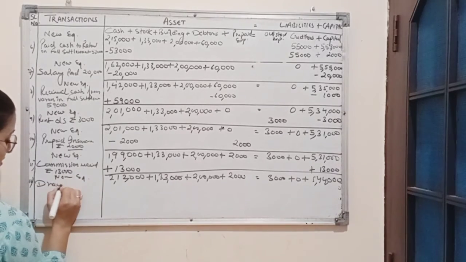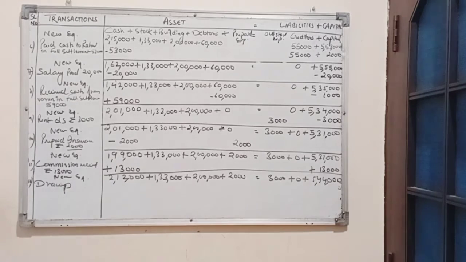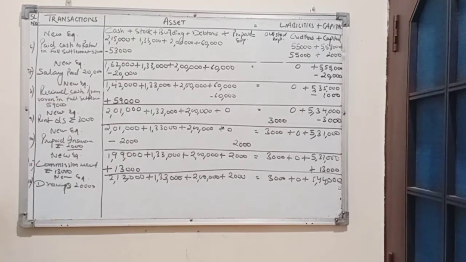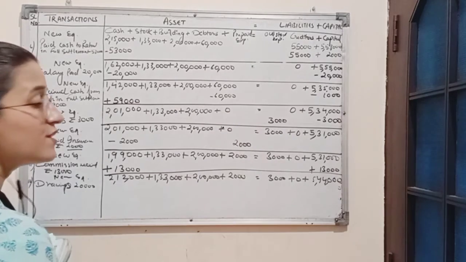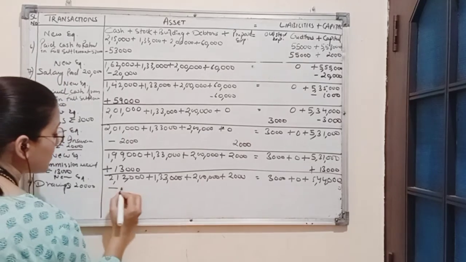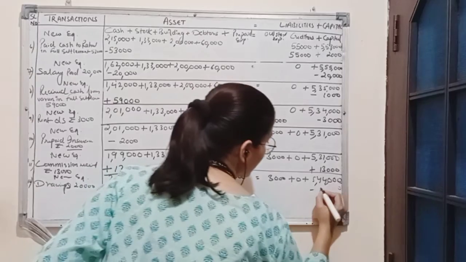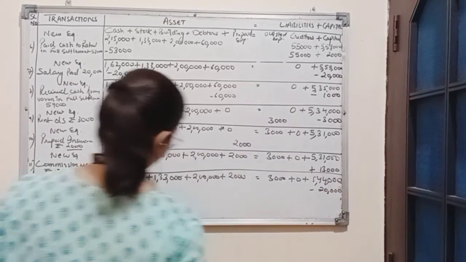So drawings is amounted to rupees 20,000. So drawing is also a kind of expense for the firm because this is the amount which is withdrawn by the owner of the firm for his personal use. So we will deduct this amount from cash column as well as capital column.